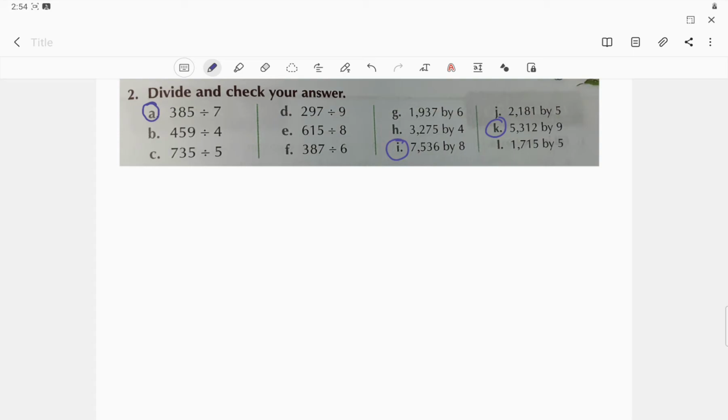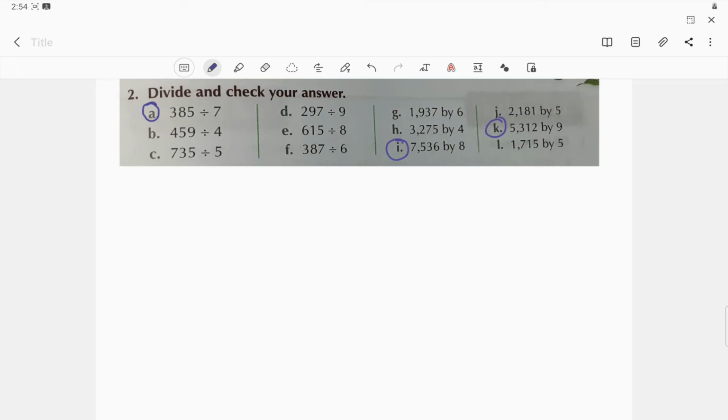Here I also marked out A, I and K. I will solve only these 3 questions, but the rest of the questions you have to solve. If you face any problem, then you can ask me in the live class. Here we will use the rule: dividend equals divisor into quotient plus remainder, because this is asked to check your answer.